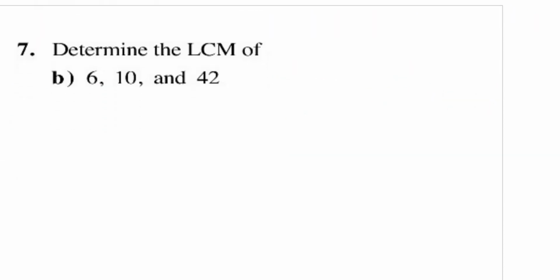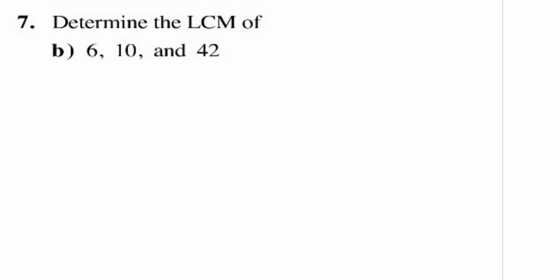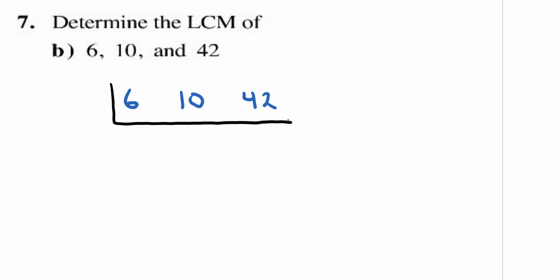Okay, let's move on to question number 7 now. What happens if we have a case with 3 numbers here? So this doesn't happen very often, but let's go ahead and just write out the 3 numbers right here, 6, 10, and 42. And let's go ahead and apply the ladder method here. Let's start off by using the number 2 here. So 6 divided by 2 is going to be 3. 10 divided by 2 is going to be 5. And 42 divided by 2 is going to be 21.